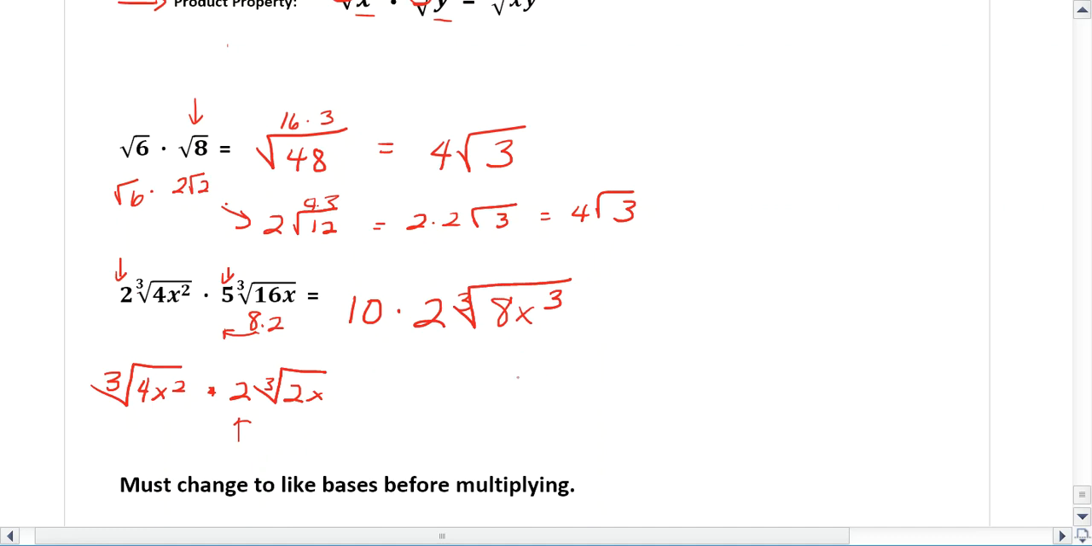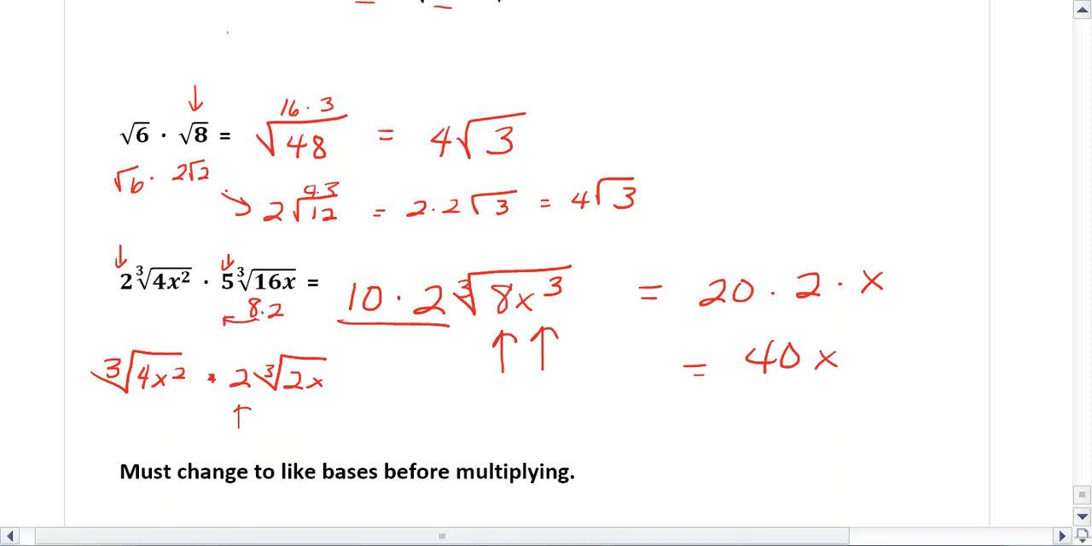Well, that's interesting. 8 is a perfect cube. X cubed is a perfect cube. And of course, you can do the 10 times 2 is 20. The perfect cube of 8 comes out as a 2. And the cube root of x cubed, of course, is x. So my final simplified answer is just 40x out of all that mess. And of course, you could have multiplied here 4 times 16 and gotten a bigger number and then just worked with that. It really is personal preference.